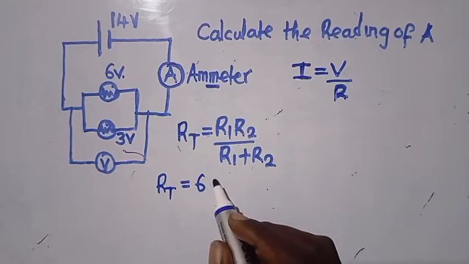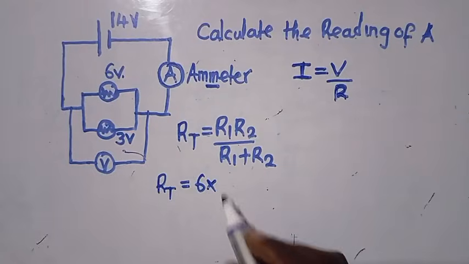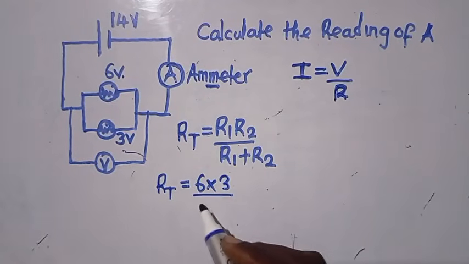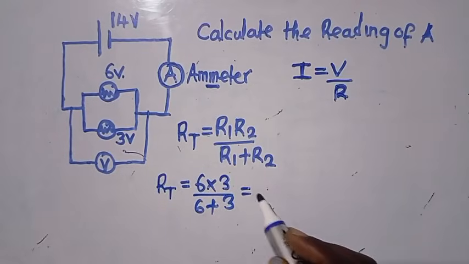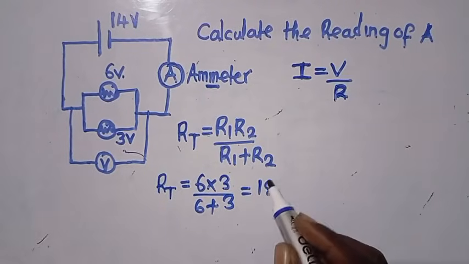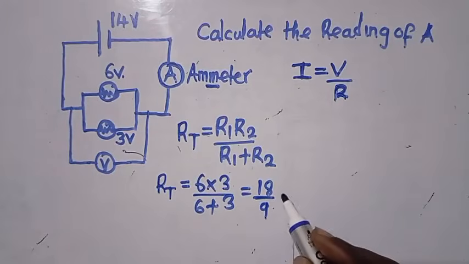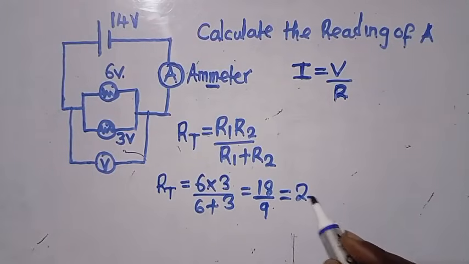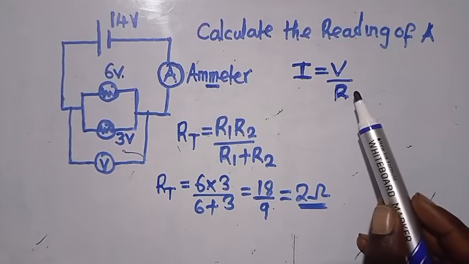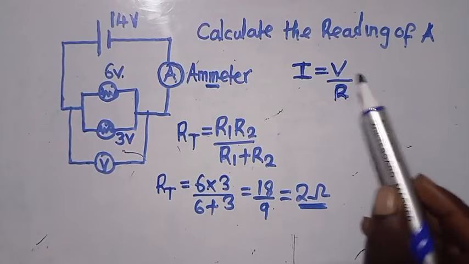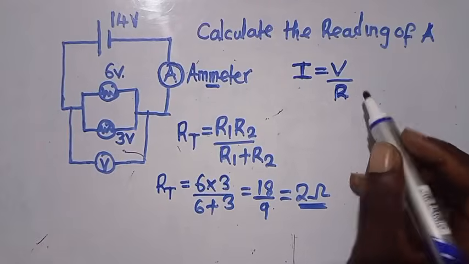So this is 6 times 3 over 6 plus 3, which is equal to 18 over 9. Then the answer is 2 ohms. This is the total resistance of these two resistors. This is the same one I'm going to use and put there. I'm going to put it here now.